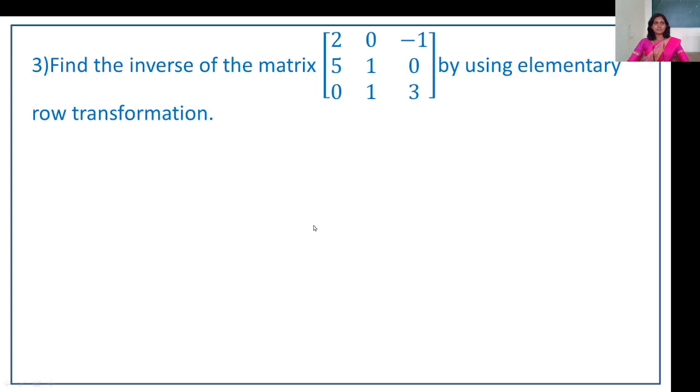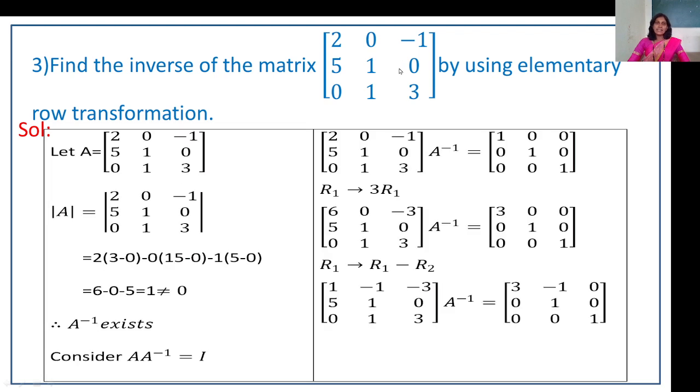Then next example, find the inverse of the matrix 2, 0, minus 1, 5, 1, 0, 0, 1, 3 by using elementary row transformation. Its solution: write this matrix into a determinant form. If we expand this, its value is 1, which is non-zero, therefore A inverse exists. Then consider the equation A into A inverse is equal to I. We put here the value of A in this equation, we will get this equation.